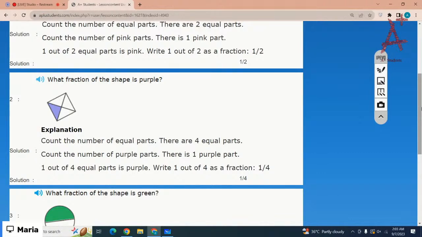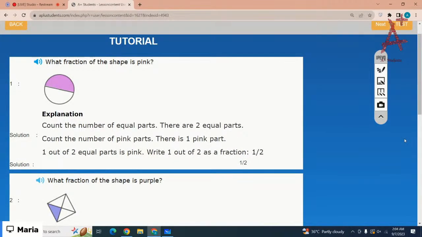So it is 1 out of 4. You can write 1 slash 4 in fractional form. You can represent 1 slash 4. That means 1 out of 4, right? The total parts are 4 and just one is purple, right?